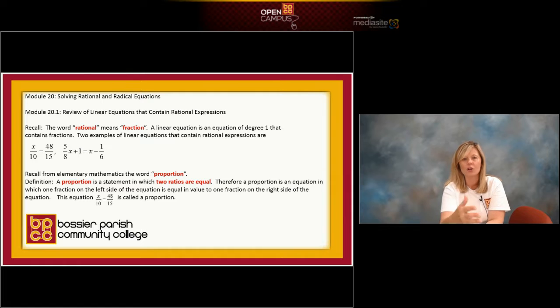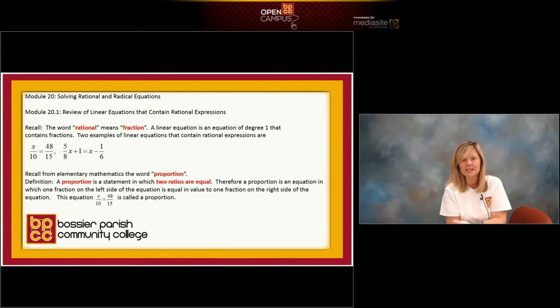We could not call the other equation in the PowerPoint, 5/8 x plus 1 equals x minus 1/6, a proportion. We cannot call that equation a proportion because it doesn't fit the pattern. It doesn't just have on the left side one fraction. It also has that constant plus 1. On the right side, it just doesn't have one fraction. It also has the variable x. So that's why that equation is not called a proportion.